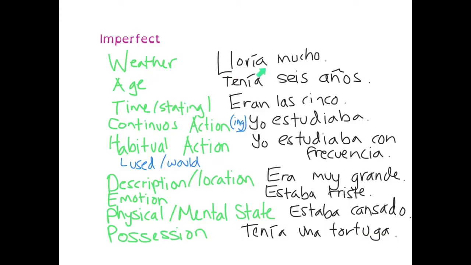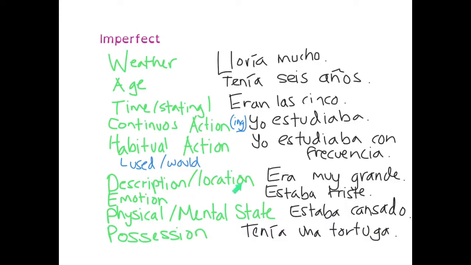So weather, llovía mucho. Age, tenía 6 años. If you want to state the time like what's on a clock, you need the imperfect. Eran las 5, it was 5 o'clock. Now continuous action, that's just a really fancy way of saying something was or were and an ing. So just fancy ing. Yo estudiaba, I was studying. You just get that from the imperfect conjugation. There's no special words for it. Habitual action is just a fancy way of saying used to or would. So yo estudiaba con frecuencia, I used to study frequently.